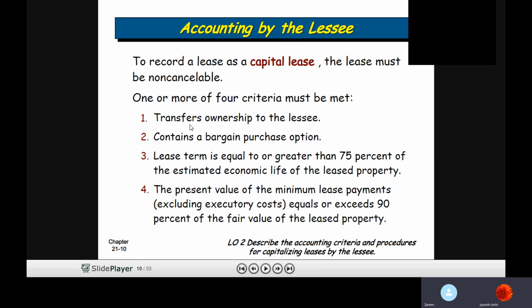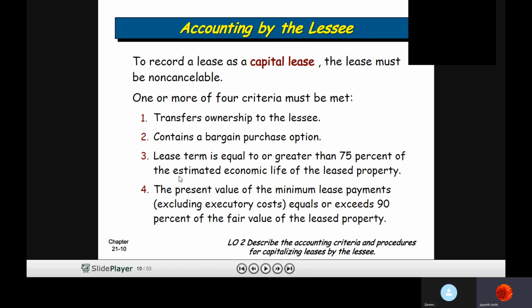First, the lessor transfers the ownership to the lessee at the end of the lease term, correct? Yes, sir. Second, it contains a bargain purchase option, as you said, some discount would be there. Third, lease term is equal to or greater than 75% of the estimated economic life of the leased property. So at least the lessee should have the property for more than 75% of the lifetime of the asset.